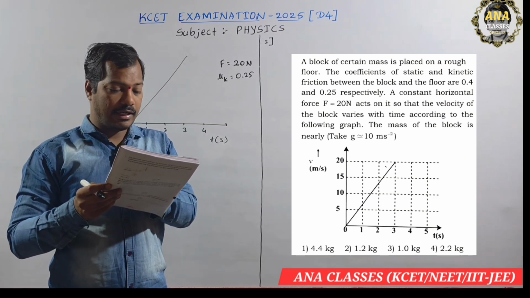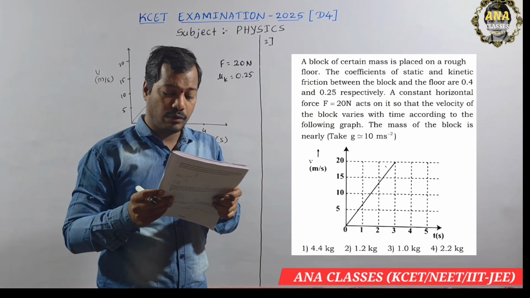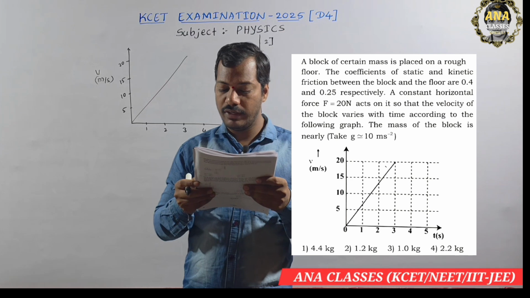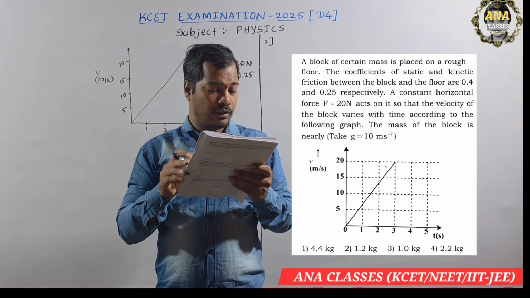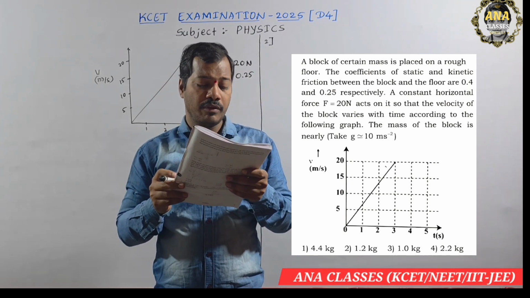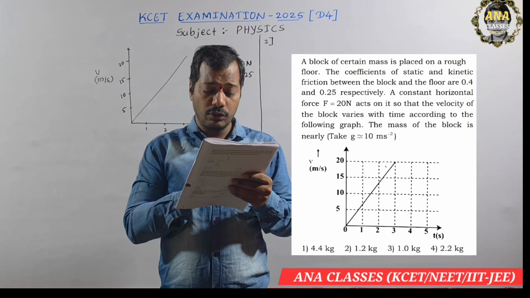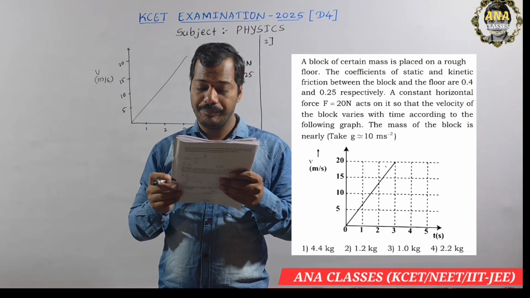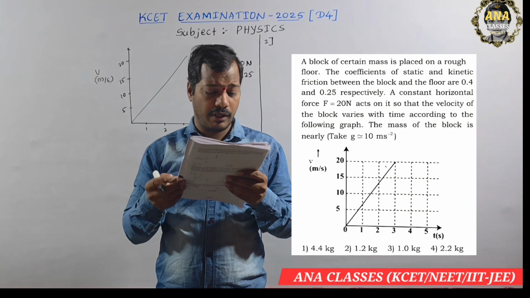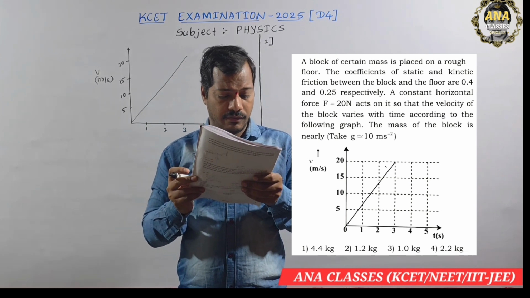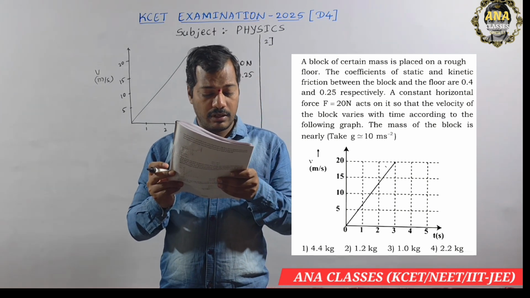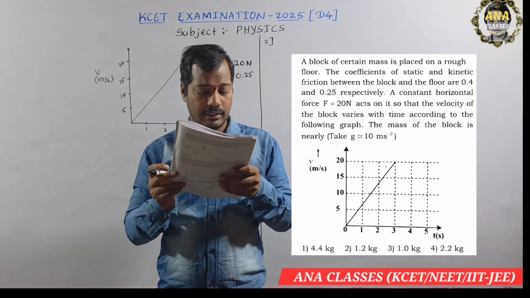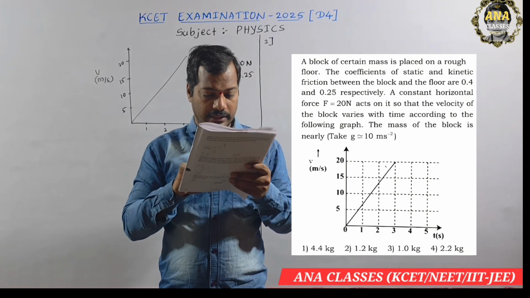The coefficient of static and kinetic friction between the block and the floor are 0.4 and 0.25 respectively. A constant horizontal force F of 20 Newton acts on it, so that the velocity of the block varies with respect to time according to the following graph. So there is a velocity time graph given. We have to calculate the acceleration, then we can find the value of mass here.